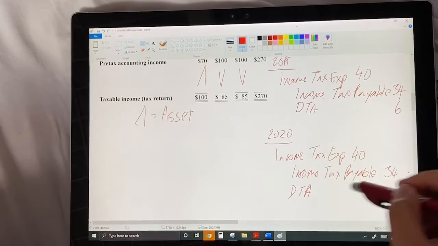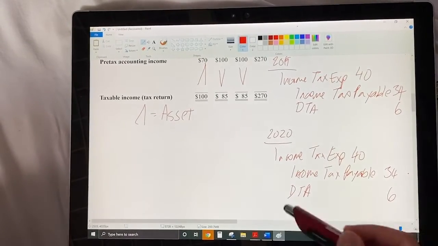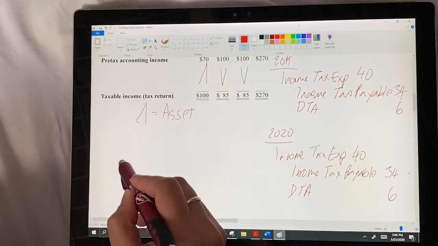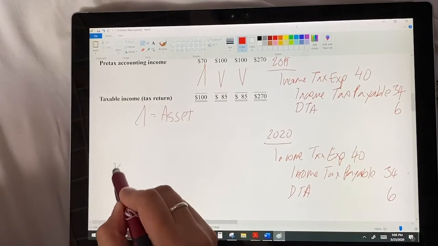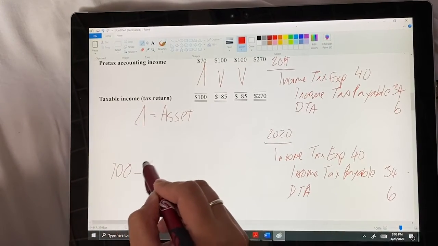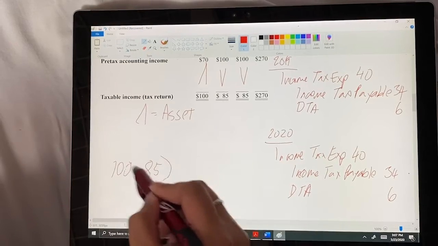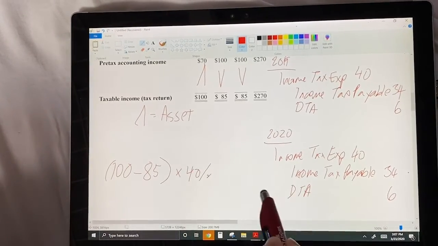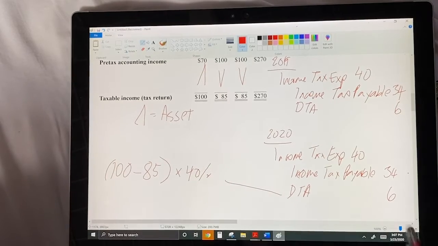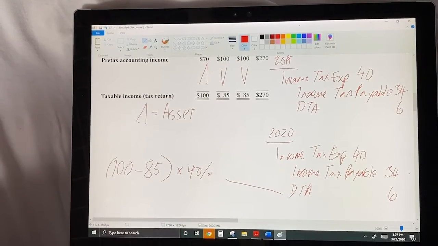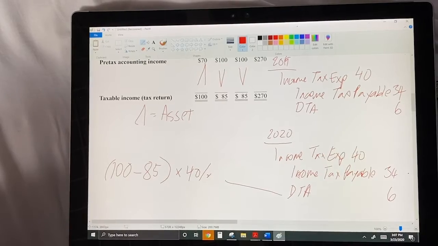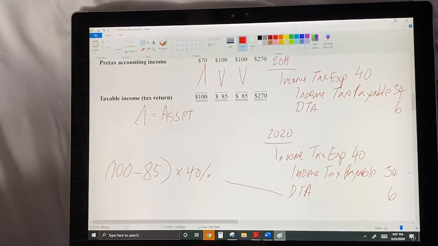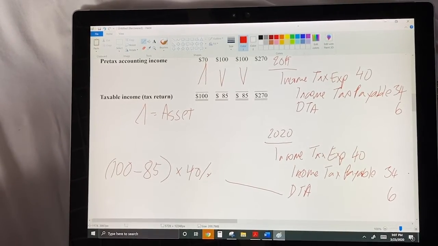Again, when I say difference, sometimes if you get confused, a way to check it is to do 100 minus the 85 and then times 40%. And that should be your DTA. Same thing. Okay, and that's deferred tax asset for y'all.